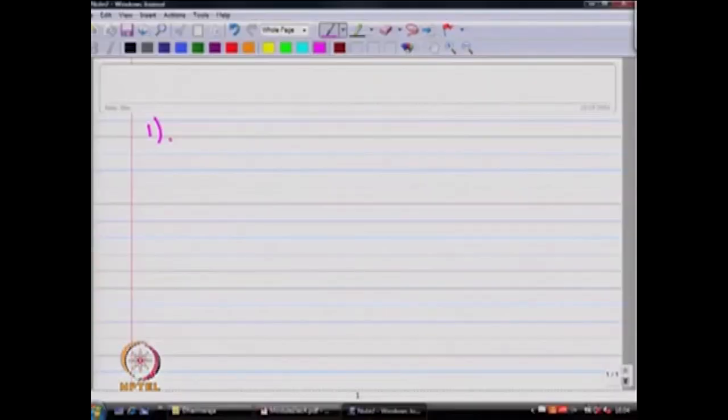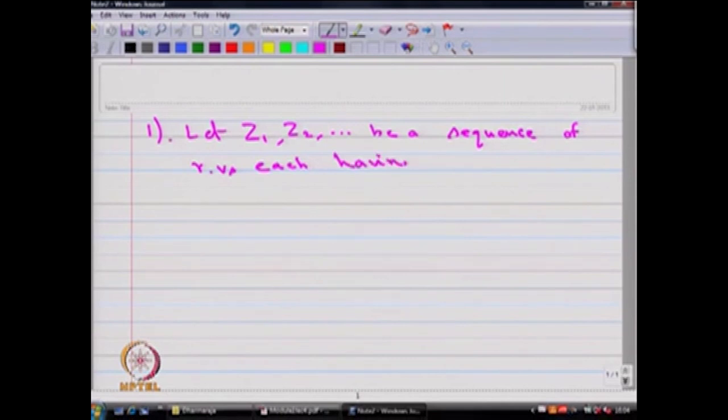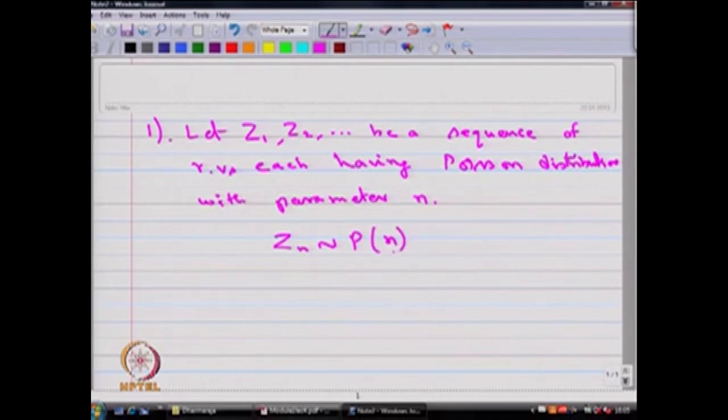The first problem. Let Z1, Z2, and so on, be a sequence of random variables, each having Poisson distribution with parameter n. That is, Zn is Poisson distribution with the parameter n for n equal to 1, 2, 3, and so on.